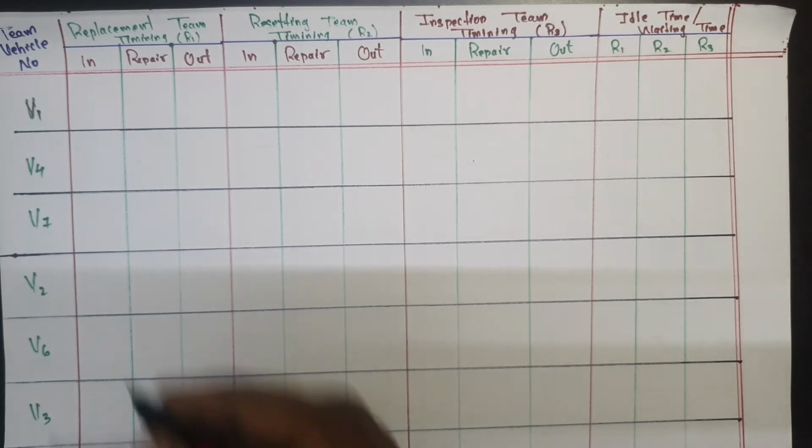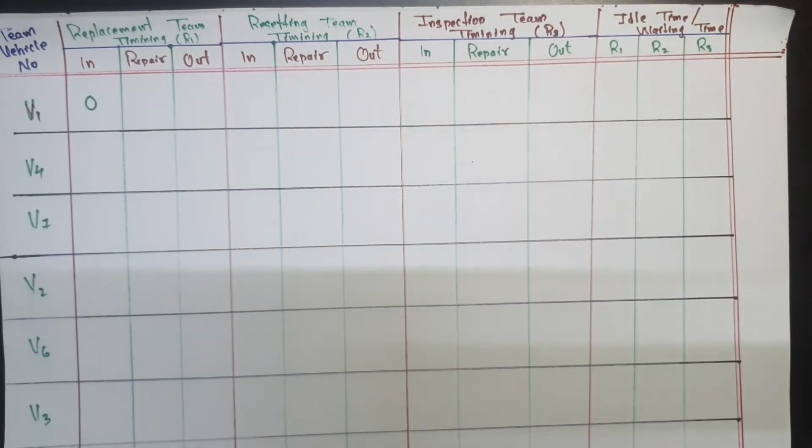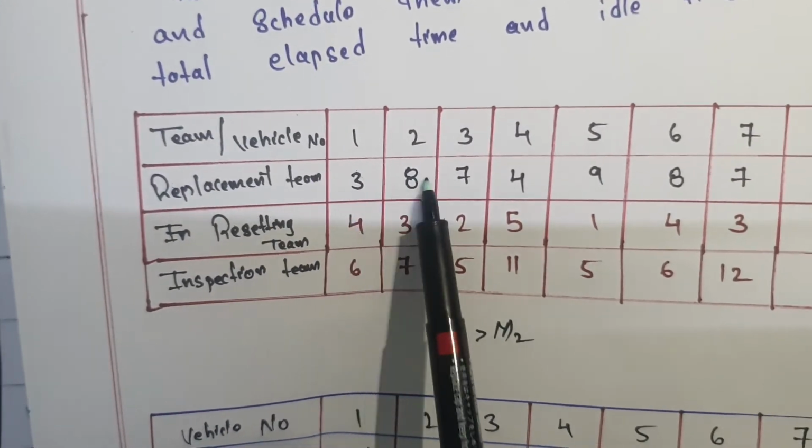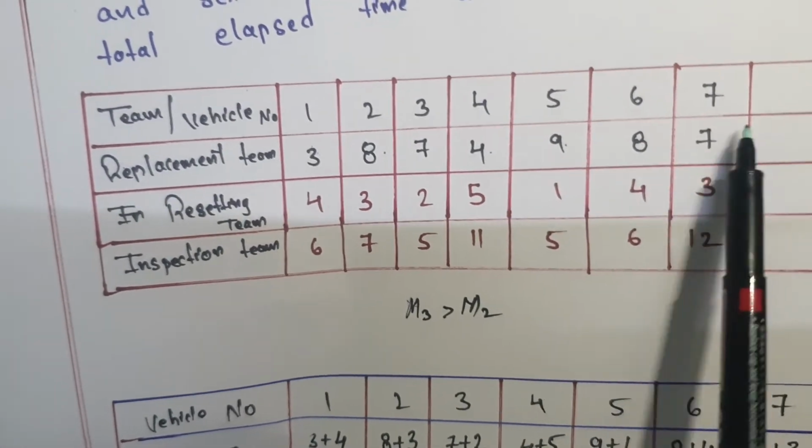Whenever you are going for that, first you have to start with 0. Now in machine 1, in the first column, whatever is given in your question, you have to find out those values. As you can see here, this is your first column. Okay? What is the value? 3874,987.